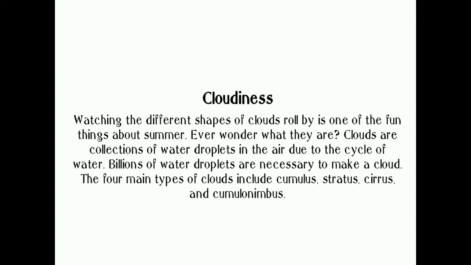Cloudiness. Watching the different shapes of clouds roll by is one of the fun things about summer. Ever wonder what they are? Clouds are collections of water droplets in the air due to the cycle of water. Billions of water droplets are necessary to make a cloud. The four main types of clouds include cumulus, stratus, cirrus, and cumulonimbus.